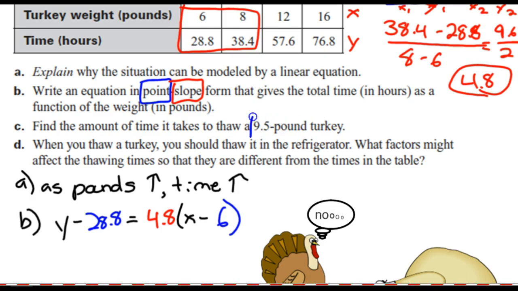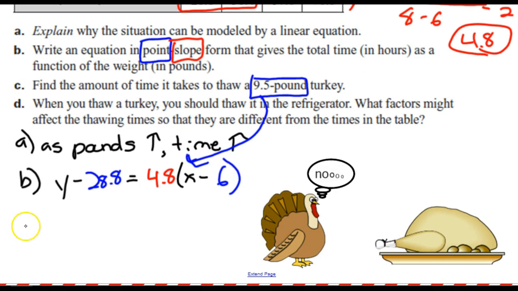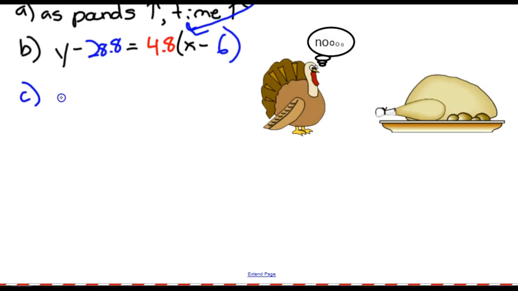Find the amount of time it takes to thaw a 9.5 pound turkey. So we're using pounds, and we discovered that our pounds were our x. So what I'm going to do is replace x with 9.5. So if I write this equation then, again, we'll have y minus 28.8 equals 4.8 times 9.5 minus 6.